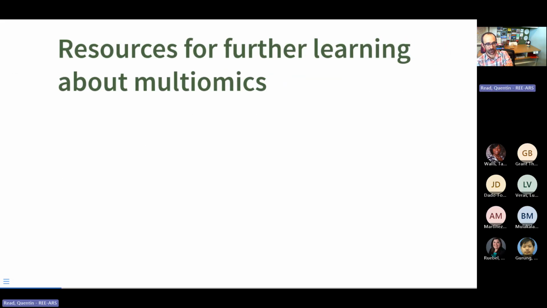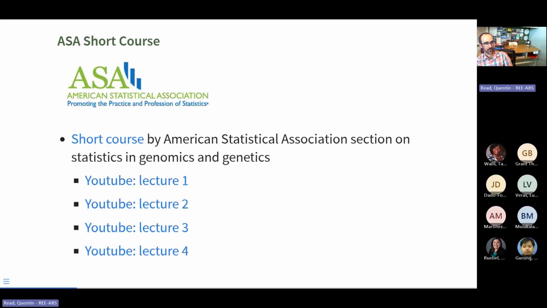So let's go through a few resources for further learning. I just decided to put that first today. I wanted to point you to this very useful short course that the American Statistical Association put together on statistics and genomics and genetics, which covers a lot of the topics we're going to be talking about in more depth. It's got some lectures on YouTube. If you go to the course website and click on the slides, you can go to all these links directly from the slides. So you have access to these links.